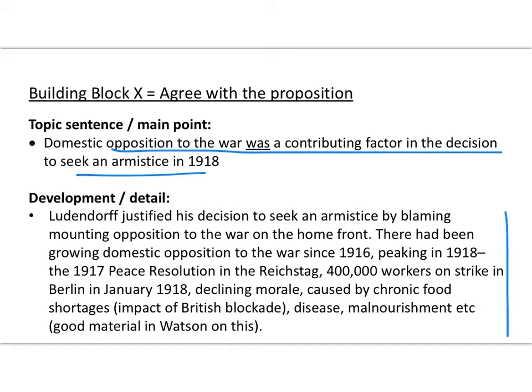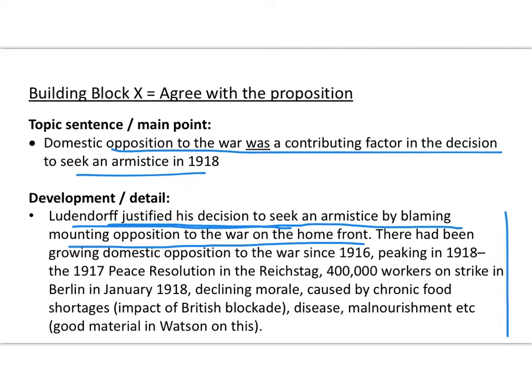So this is bringing your knowledge, and it's got to be relevant to the topic sentence that you've just written down. So you develop that point, okay? You've got to link it to the topic. Ludendorff, and you do this here, Ludendorff justified his decision to seek an armistice by blaming opposition to the war on the home front. That's the most important bit. If all you do in this part X is describe domestic opposition on the home front, but you make no reference to the decision to seek an armistice, you don't link it. If you don't link it to the topic, then it becomes narrative.